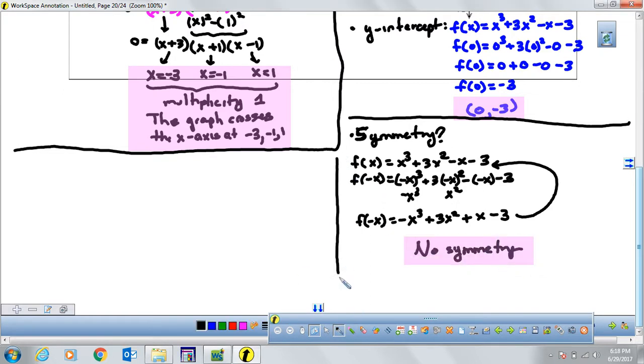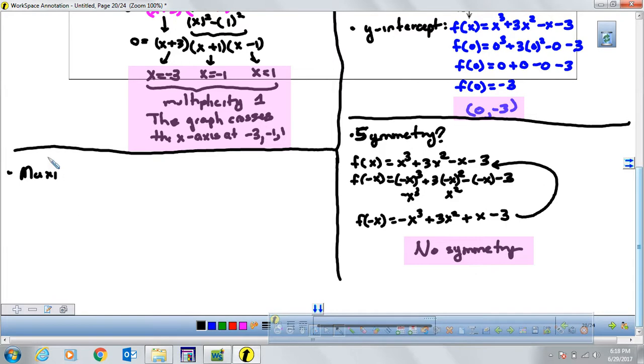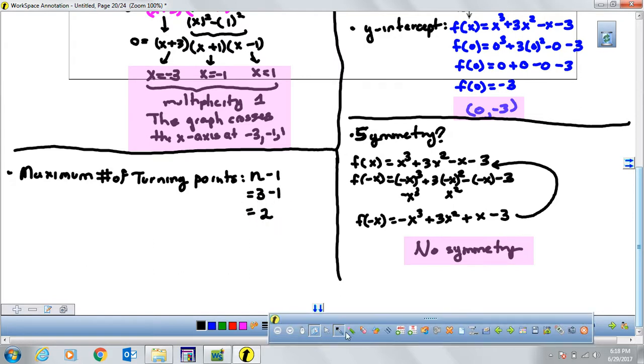And the last item on this problem is to determine the maximum number of turning points. To determine the maximum number of turning points, the formula is the degree minus 1, where in this case the degree is 3. So 3 minus 1 gives me a 2, meaning that this function is going to have at most 2 turning points.